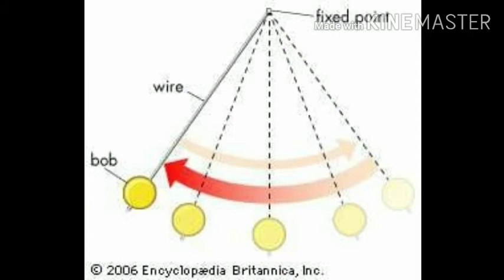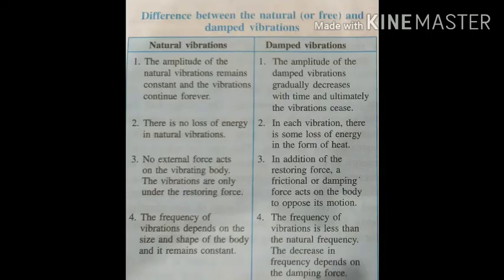Now we will discuss the difference between natural vibrations and damped vibration. Very first point, the amplitude of natural vibrations remains constant and the vibrations continue forever because there is no opposing force over there. In damped vibrations, the amplitude gradually decreases and stops. With time, first it decreases and ultimately the vibration ceases.